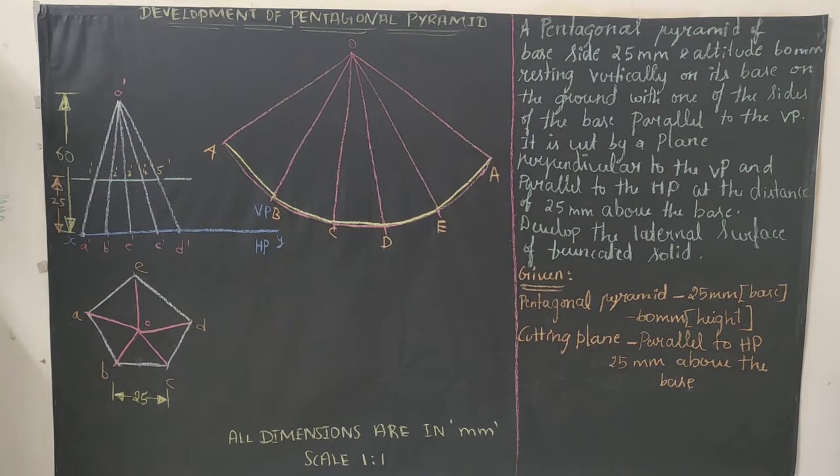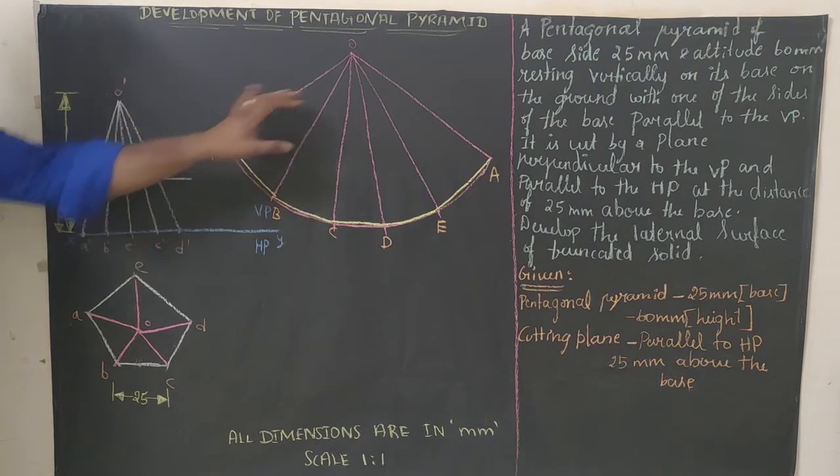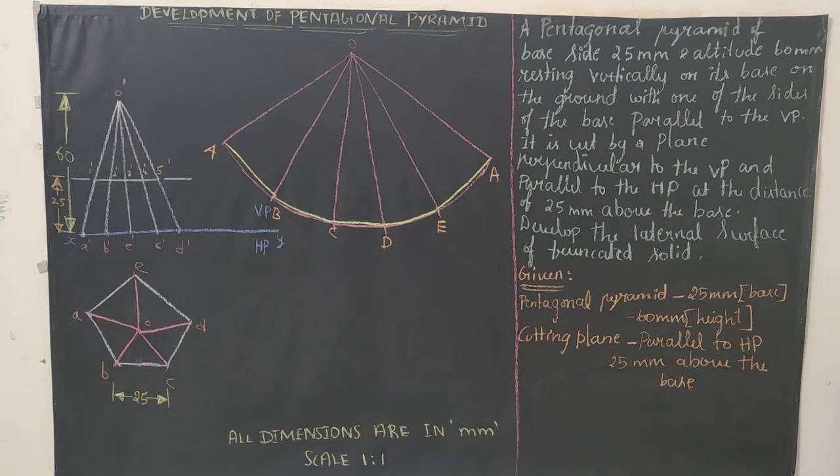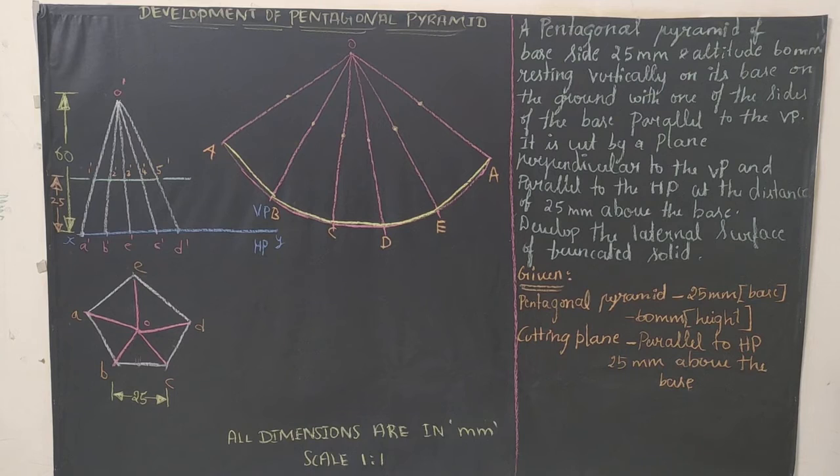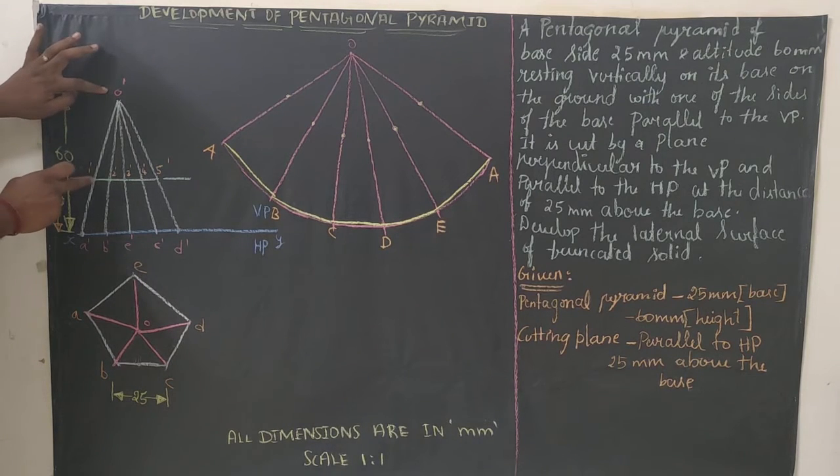Next thing is you measure O dash to. I will explain how to mark the cutting points in the radial line method. See, now you need to take your compass and measure from O dash to 1 dash.